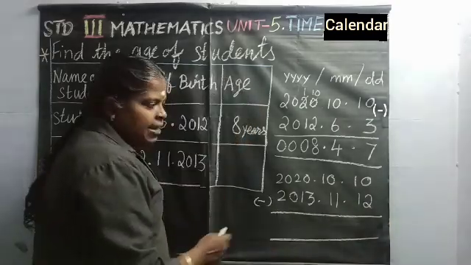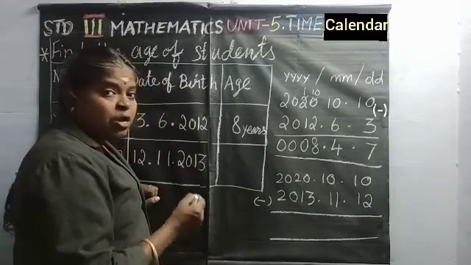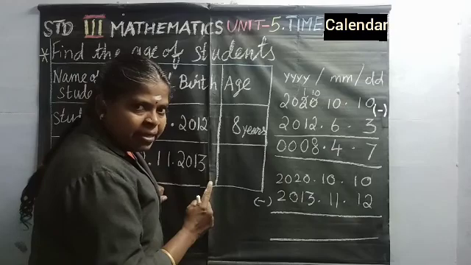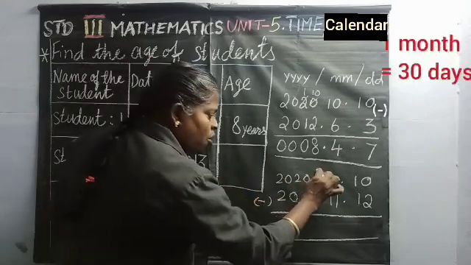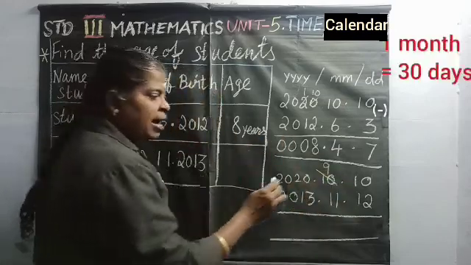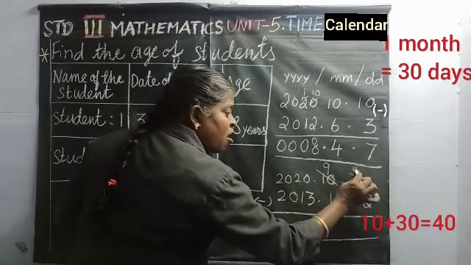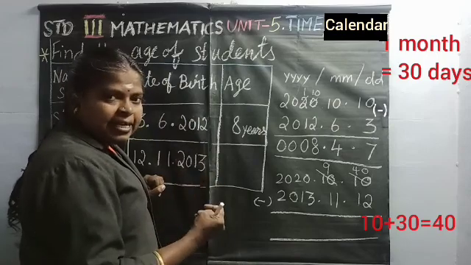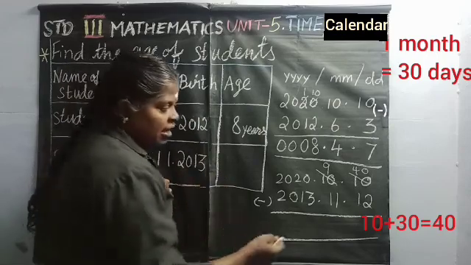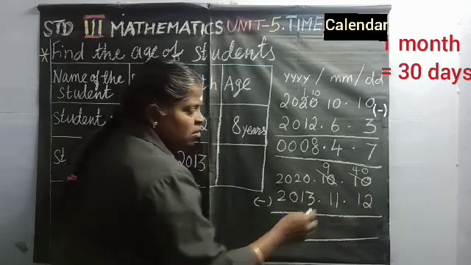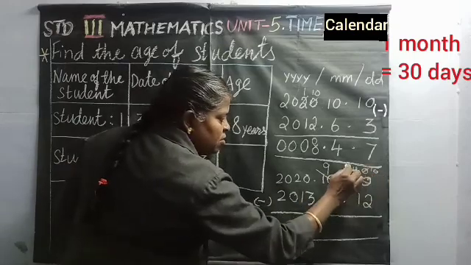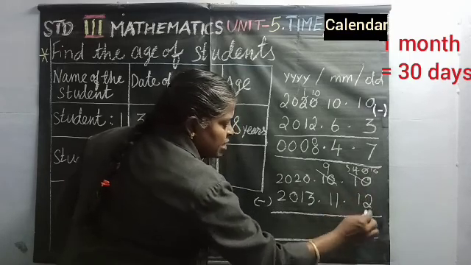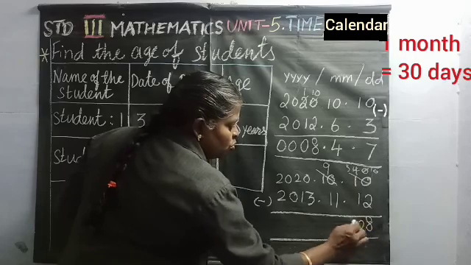We want to subtract 10 minus 12. We can't subtract. We have to borrow from where? Month. We have to borrow from the month. 1 month equals 30 days. So if you borrow, the 10 months become 9 months and here 40 days. 30 plus 10 is 40. 40 minus 12, how much? 10, 3. 10 minus 2 is 8. 3 minus 1 is 2. 28 days.